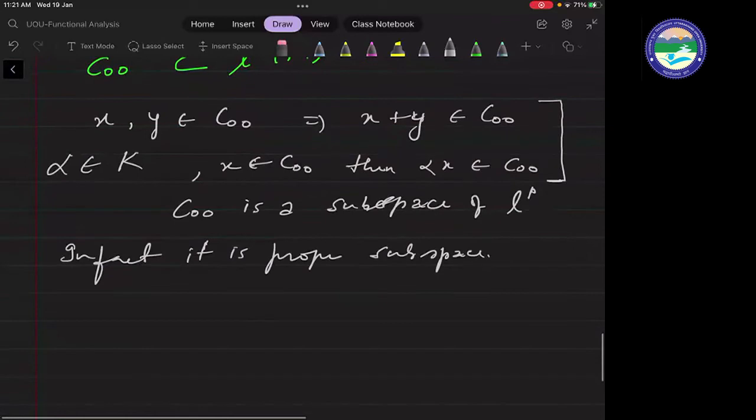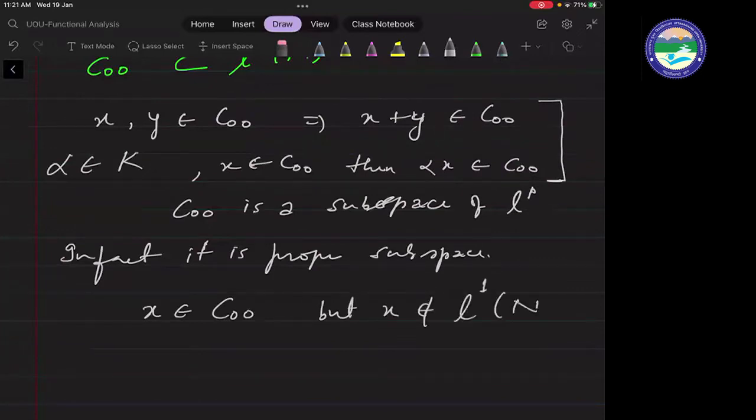Okay, can you give me an example? Can you give me an example of a sequence x which is in C naught naught but x not in say L1? Can you give me one such example?